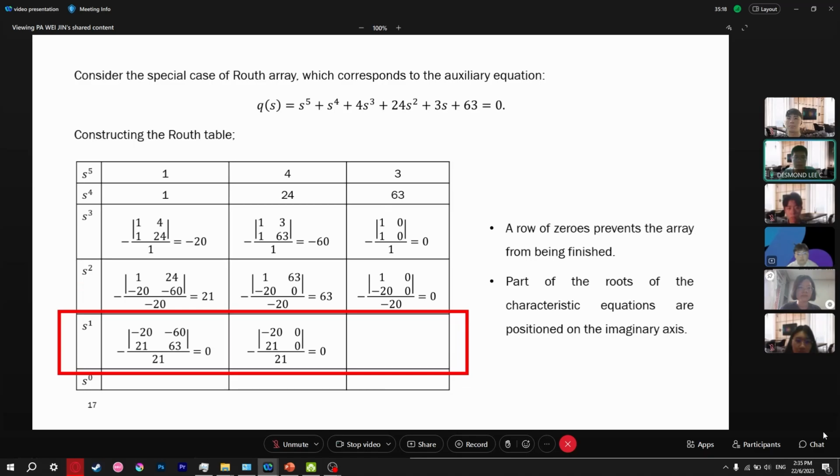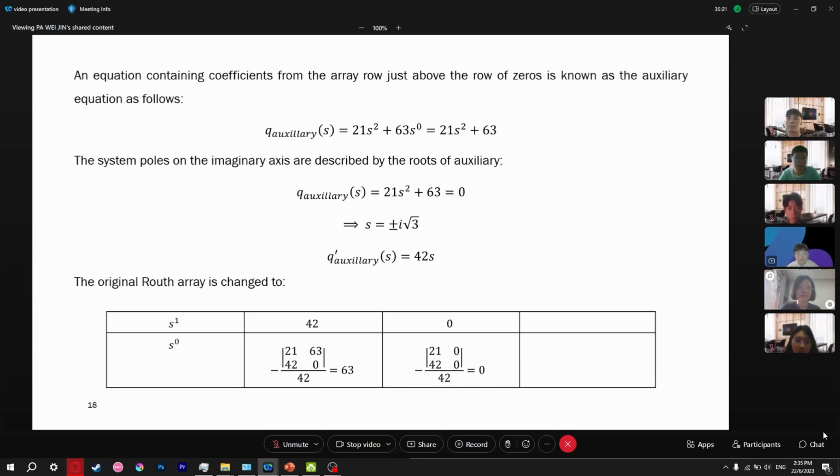Next slide. We have the equation that contains the coefficients from the previous row, which shows that the auxiliary polynomial Q is equal to 21s squared plus 63. We have the system poles on the imaginary axis described by the roots of the auxiliary polynomial shown in the slide. The derivative of the auxiliary polynomial is equal to 42s. Then the original Routh array is changed, including the change in the s0 row, as shown in the slide.